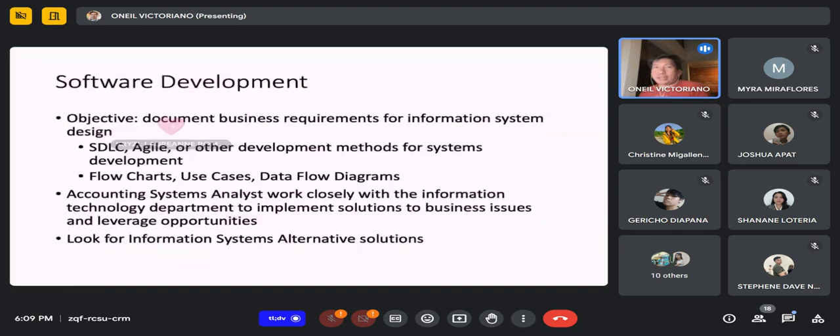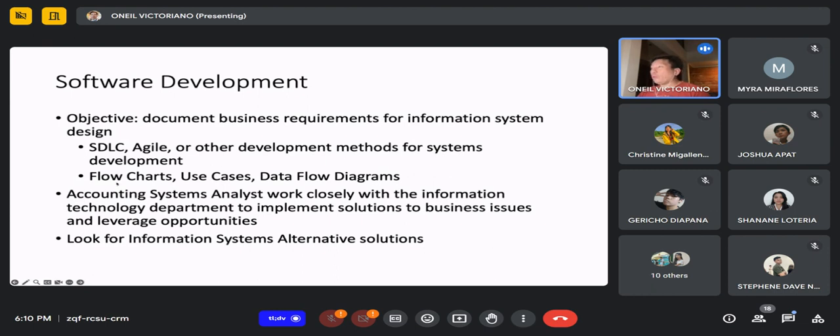So the next part would be on system development, because we connect system development to a particular information system. The main objective for the exam is to document business requirements for information system design. So you'll be having the SDLC, or software development lifecycle. We have agile methodology and other development methods for system development.